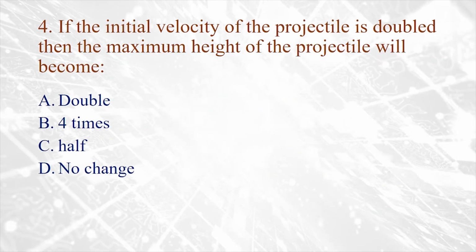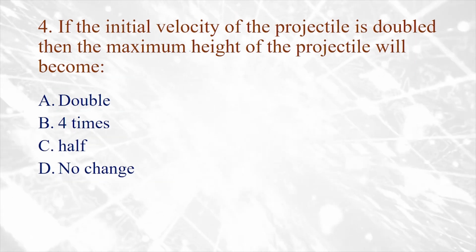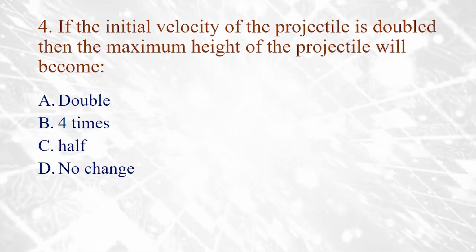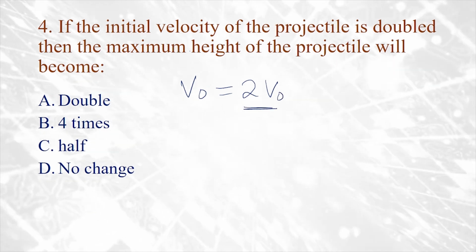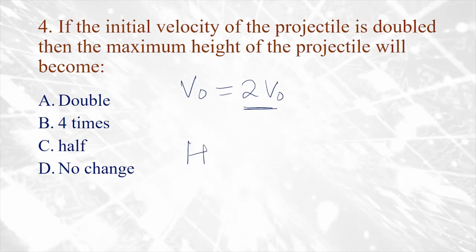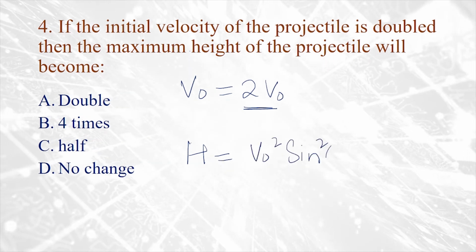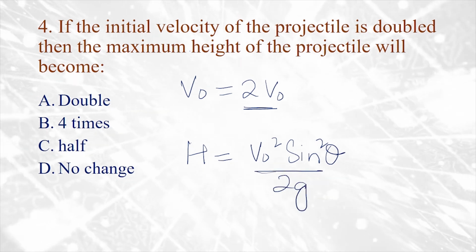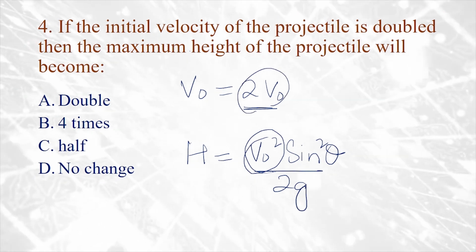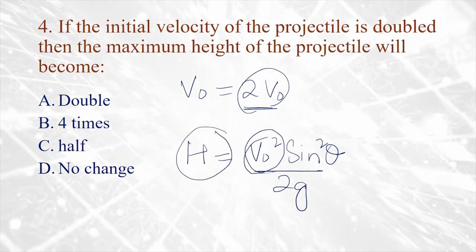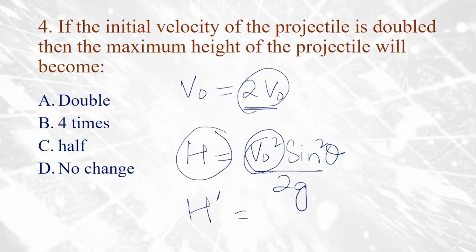If the initial velocity of the projectile is doubled, then the maximum height of the projectile will be. Okay, they are asking that if the initial velocity of the projectile is doubled, then what will the height be? We know that the formula of the height is V naught squared sine squared theta upon 2g. If the initial velocity is doubled, then what will be the change in the height? If I calculate the new height, let's say h prime, the value of V naught is twice V naught.